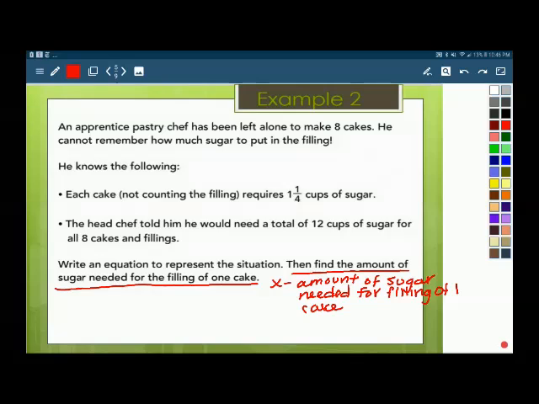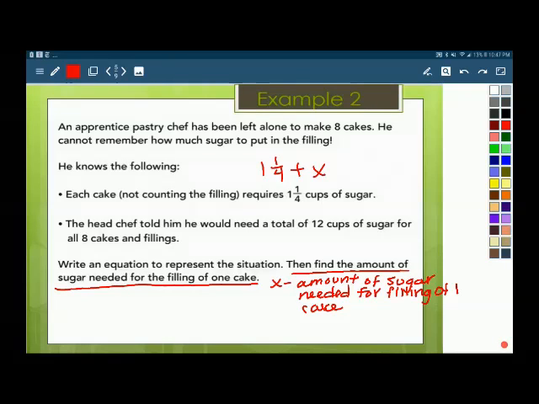Okay, so I'm going to write down now that first bullet point. It says each cake, not counting the filling, requires 1 1/4 cup of sugar. So let's talk about 1 cake. Let's construct something for 1 cake. We are going to need 1 1/4 cup of sugar for the cake. But we're going to need to add the amount of sugar that we're going to need for the filling, which we don't know. That's x. So we have 1 1/4 cup plus some unknown quantity of sugar.